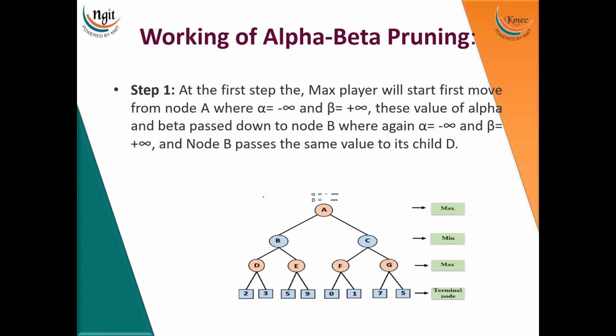The very first step, step one. This is the diagram, one example. At the very first step, the max player will start the first move from node A, where alpha equals minus infinity and beta equals plus infinity. As I already told you, the initial value of alpha will always be minus infinity and beta equal to plus infinity. These values of alpha and beta are passed down to node B, where again alpha equals minus infinity and beta equals plus infinity. Node B passes the same values to its child. So now at D, alpha equals minus infinity and beta equals plus infinity.